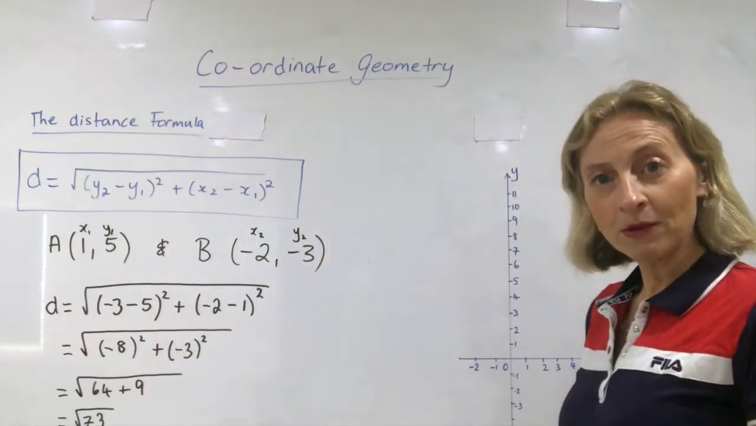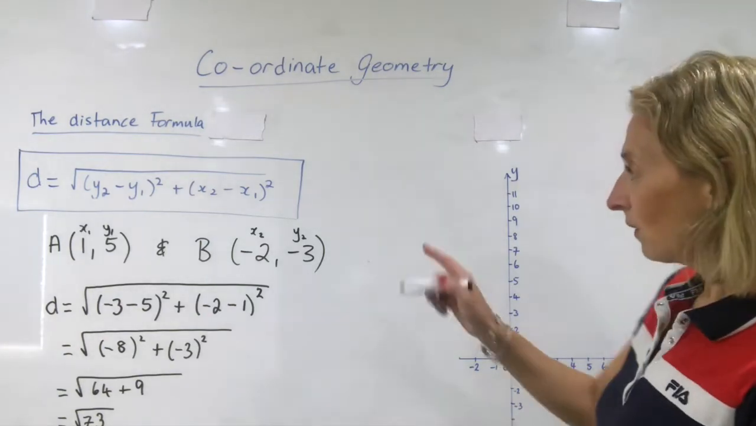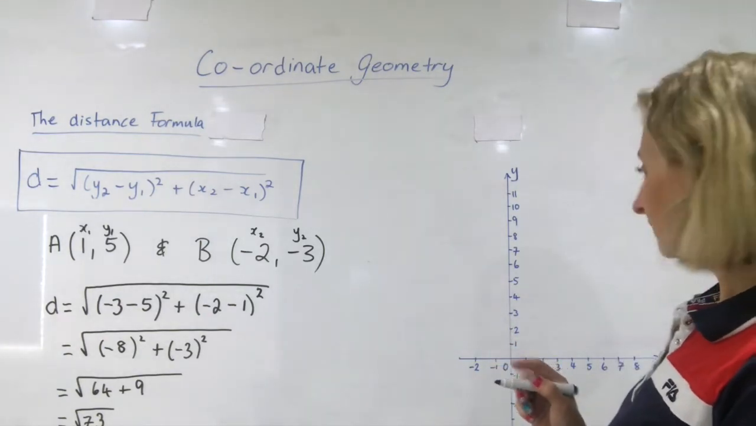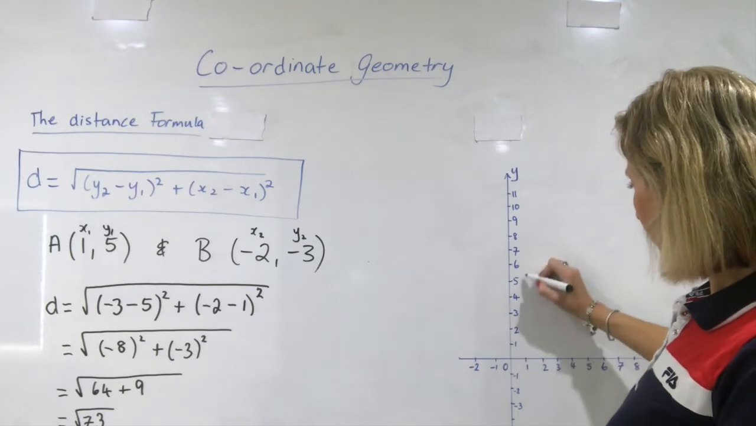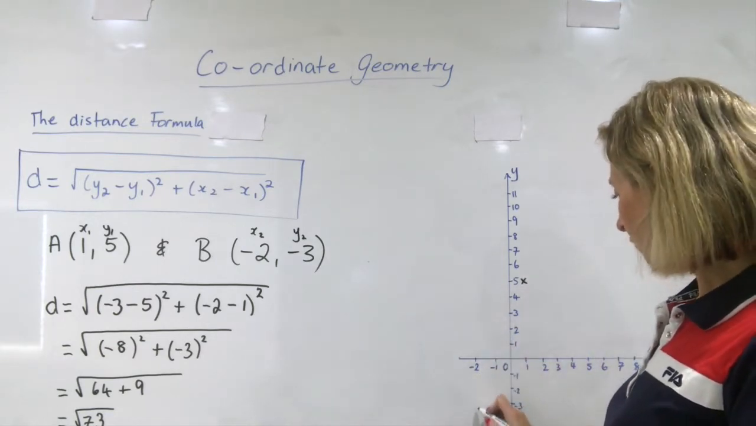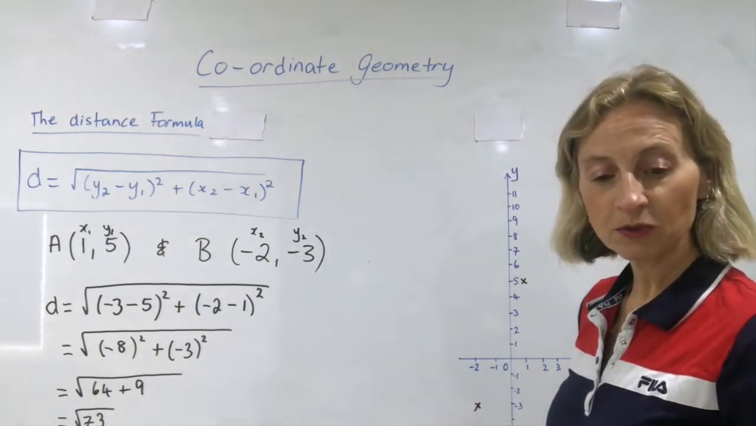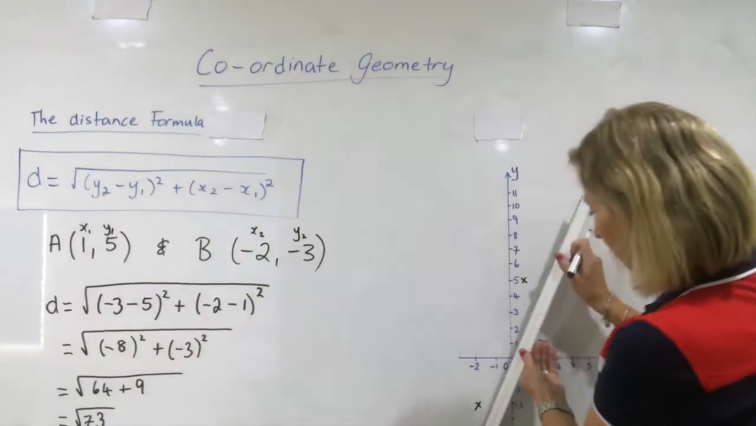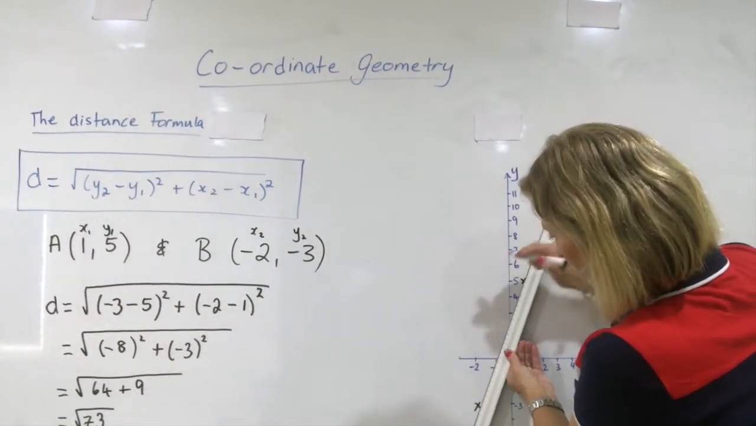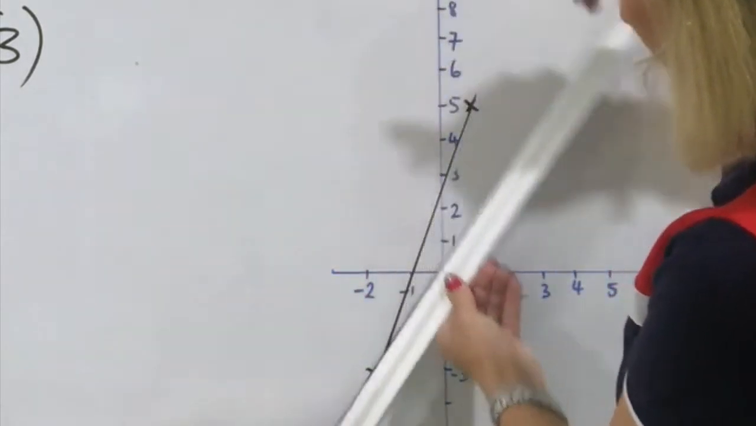Now let's do the same question, except this time we're going to use Pythagoras. So I want to plot my points. 1, 5 will be up there, and -2, -3 will be over there. I want to find the distance between them, so I need to join them up with a ruler. Make sure you're using a ruler, otherwise it makes everything a little bit more difficult.